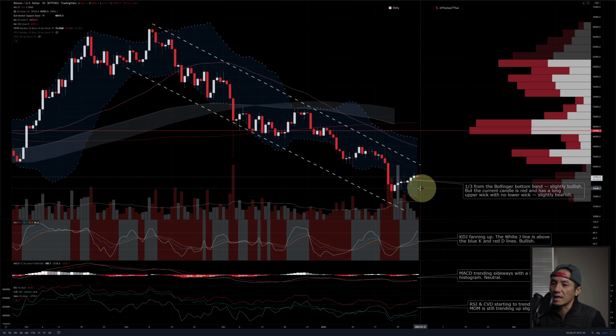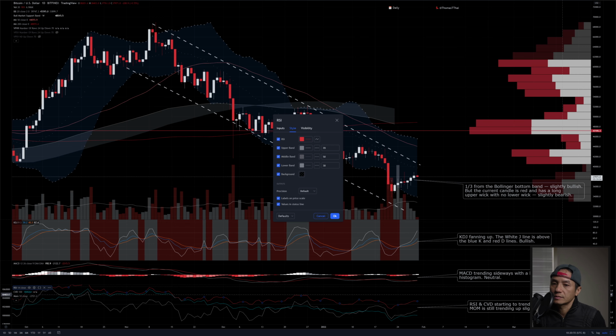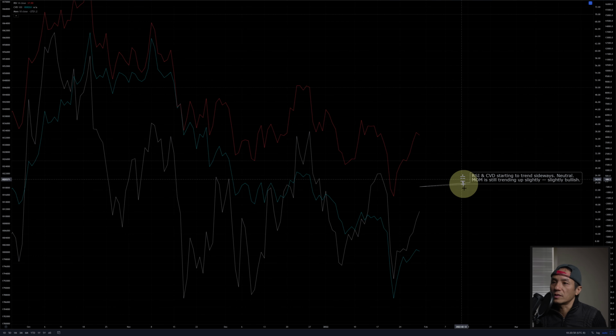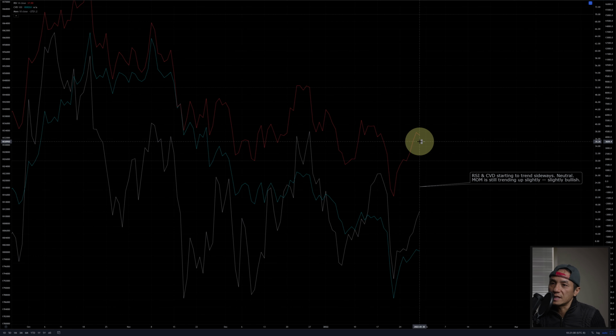And you can see that in here. You see that? Tiny little candles, supply and demand, buyers and sellers, they're pretty much equal. And you've got the momentum indicator trending up, which is the white line. So we're going to zoom in for a little bit here. So this is a zoomed in view. You can see right here the red line is RSI, right? So here is the 29th, here is the 30th.